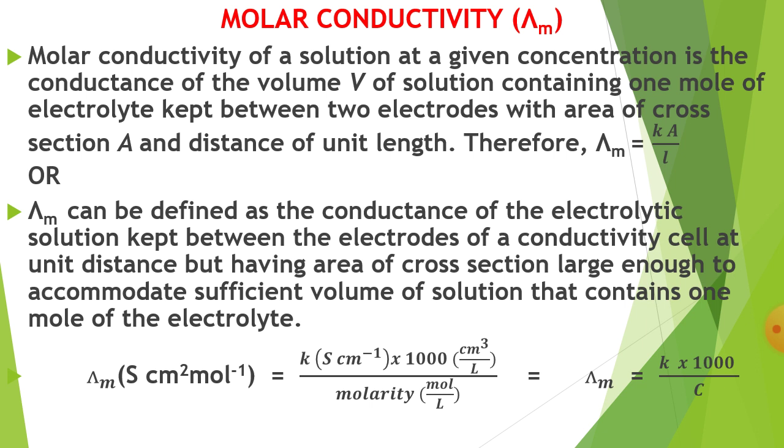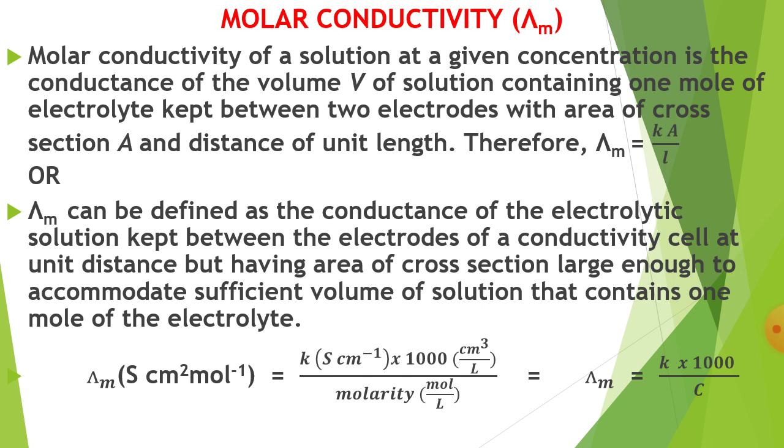Molar conductivity of a solution at a given concentration is the conductance of the volume V of solution containing 1 mole of electrolyte kept between two electrodes with area of cross section A and the distance of unit length. Therefore, lambda m equal to K A by L. If A equal to 1 and L equal to 1, in that condition lambda is equal to K.